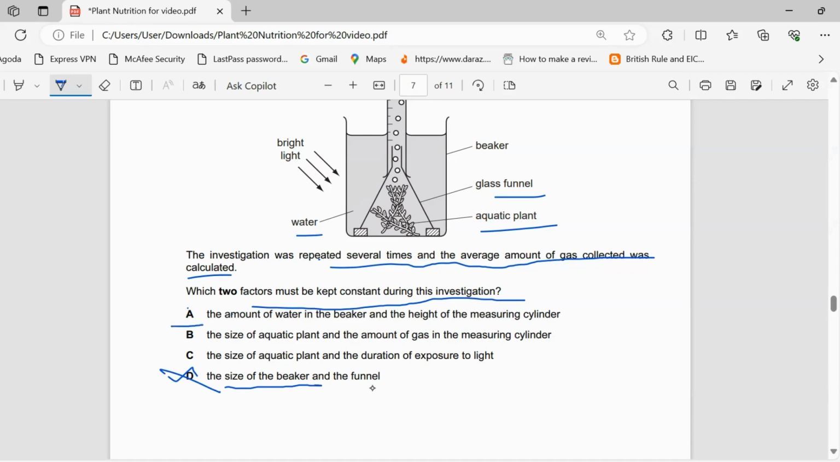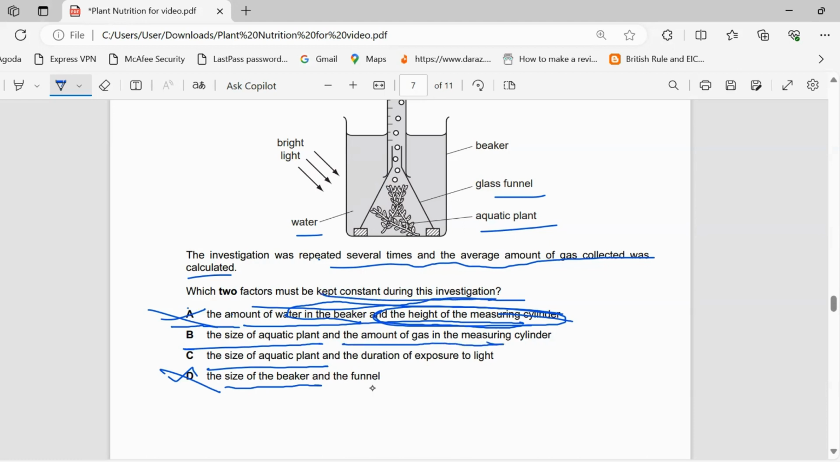Now, if we look at point A, the amount of water in the beaker and the height of the measuring cylinder, this second part is basically wrong, okay? Hence A won't be the answer either. Now, if you see the size of the aquatic plant, it will affect because if it is a big plant, it will produce more oxygen. If it is a smaller plant, it will produce less, right?